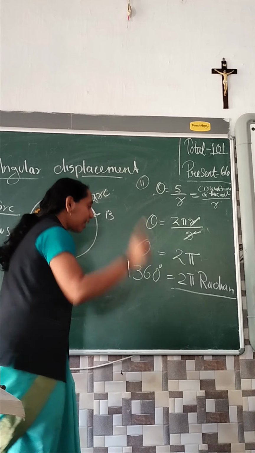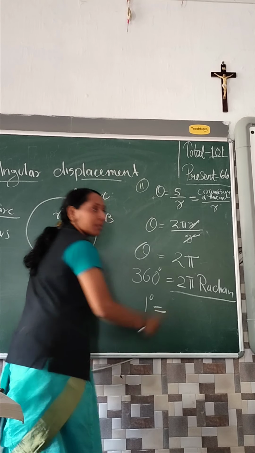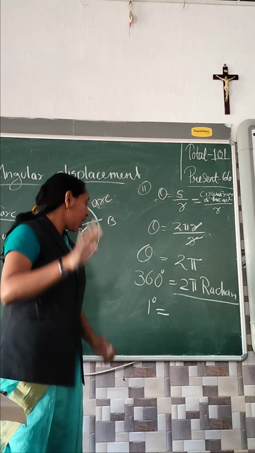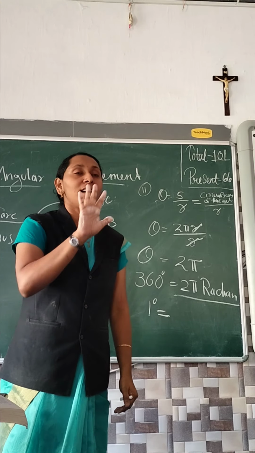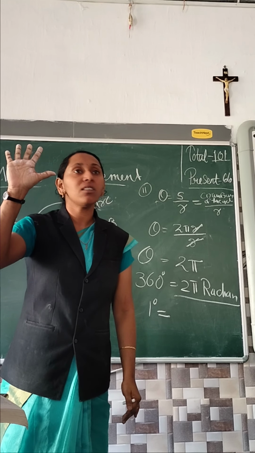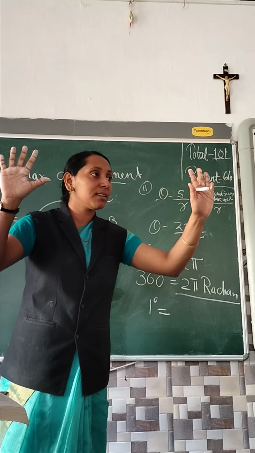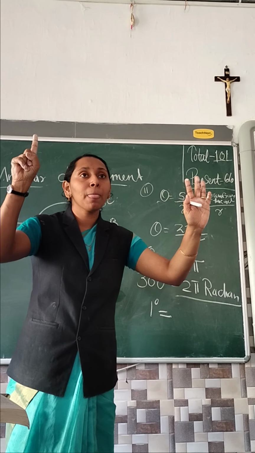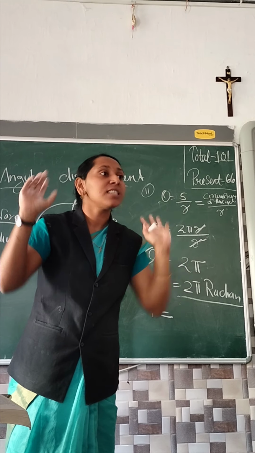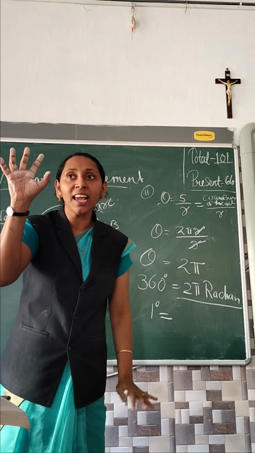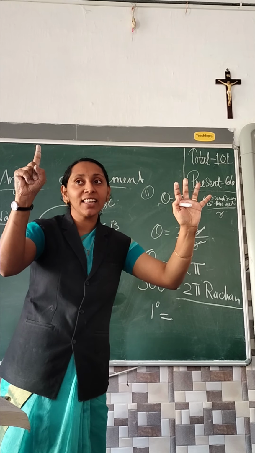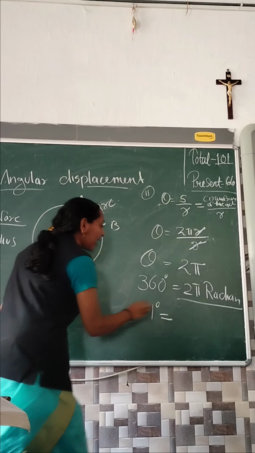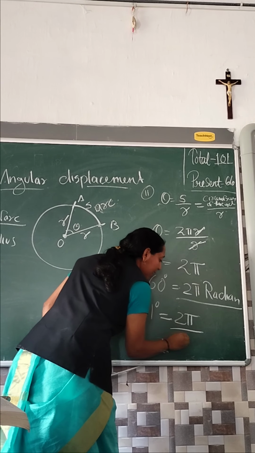That means how much is 1 degree? Think it properly. Listen. Suppose I have 5 mangoes for 10 rupees. How much is 1 mango? 10 by 5. Similarly, 360 degree is 2 pi radian. How much is 1 degree? 2 pi by 360. So 1 degree equals 2 pi by 360.